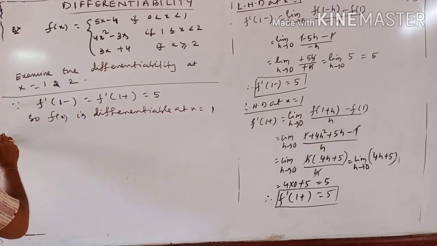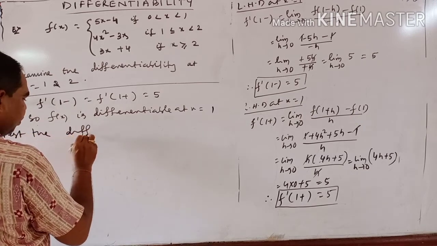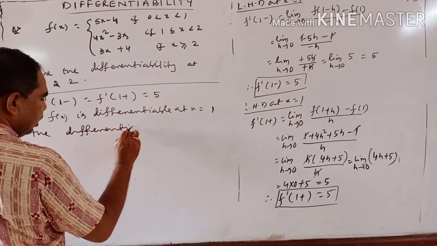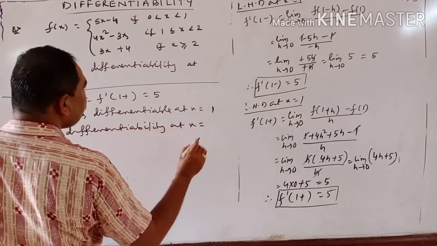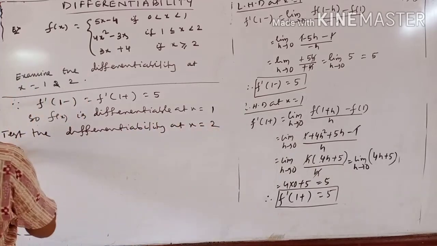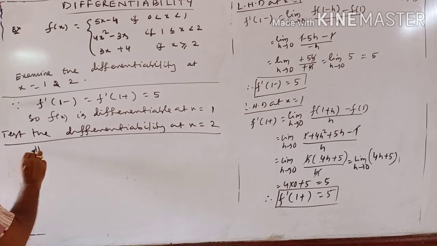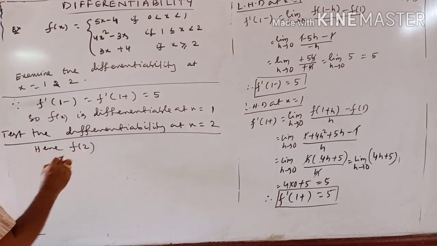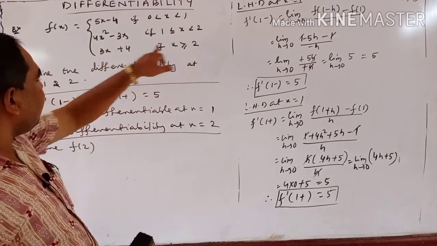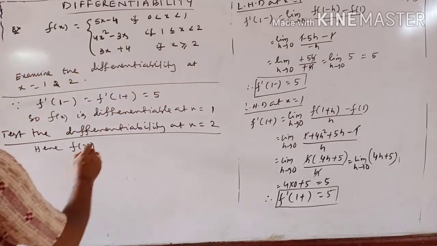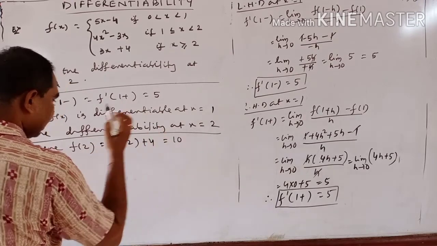Next, test the differentiability at x is equal to 2. Here, f of 2 means when x is equal to 2, what is fx? fx is 3x plus 4. So 3x, x means 2, plus 4 is equal to 10.